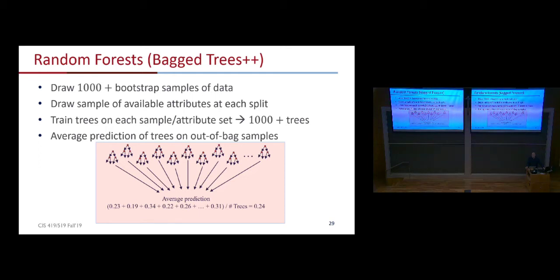Now, remember that there is a difference also. So in random forest, you also sample on the feature space. In bagging, you typically don't. That's the key difference.